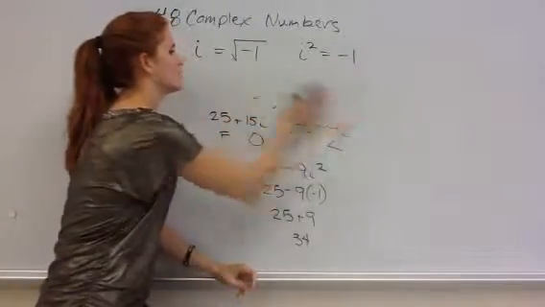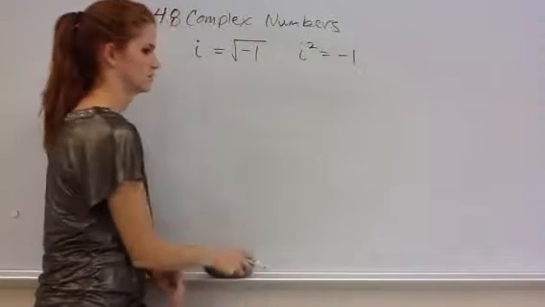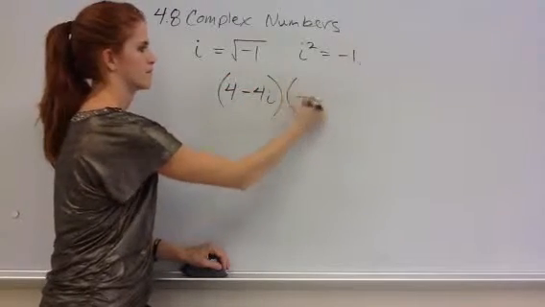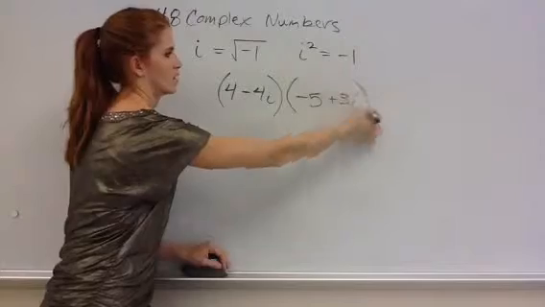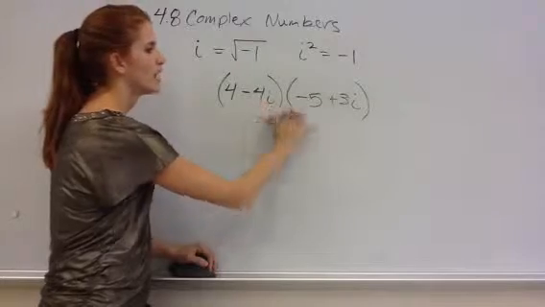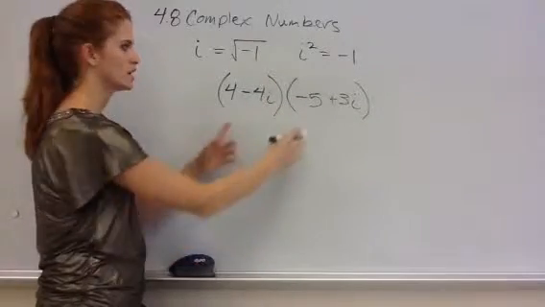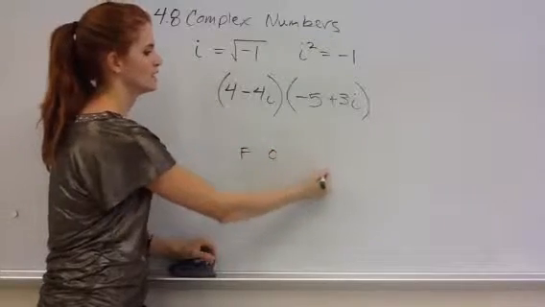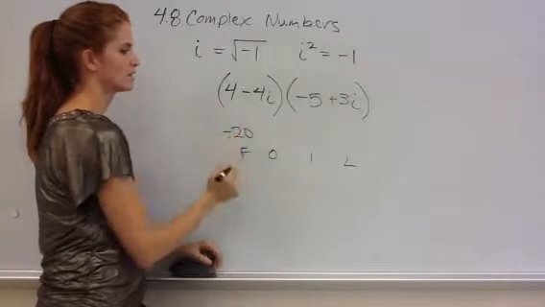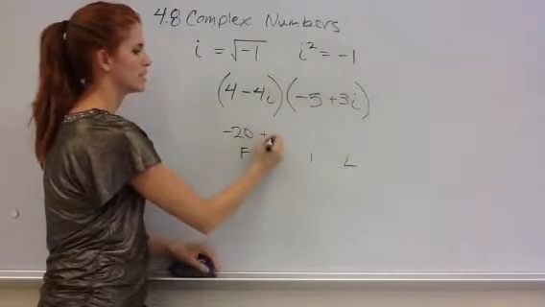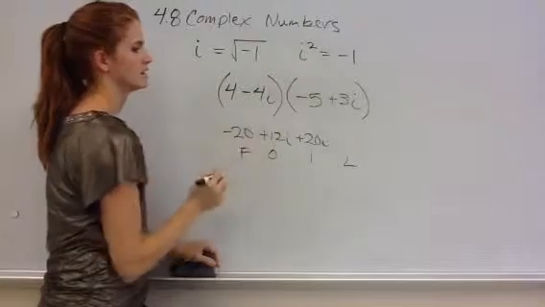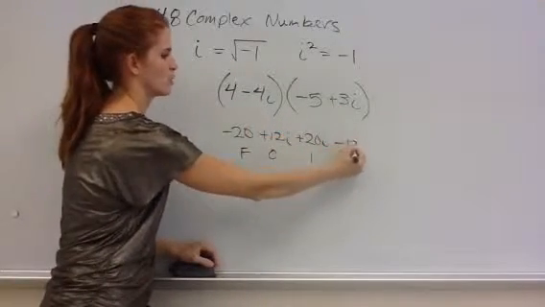Let's try another one where we multiply. So again, we want to multiply these together. We want to consider it as a binomial where the i's are going to act like x's for a little while. So I multiply my first, outside, inside, and last. My first numbers, 4 times a negative 5, give me a negative 20. My 4 times the 3i is going to give me a positive 12i. This here is going to give me a positive 20i. And this is going to give me a negative 12i squared.